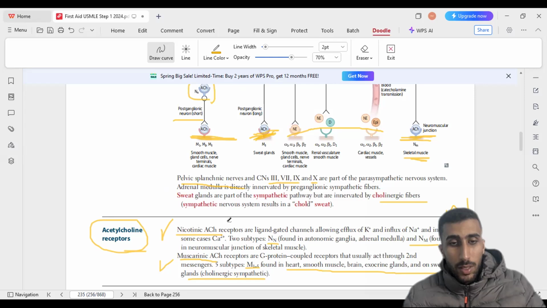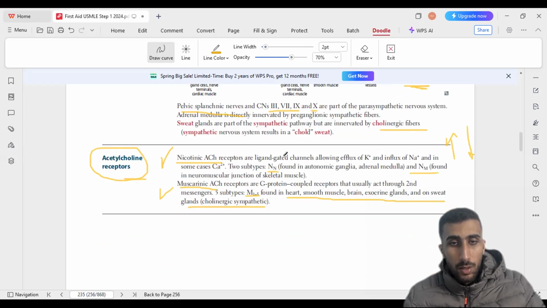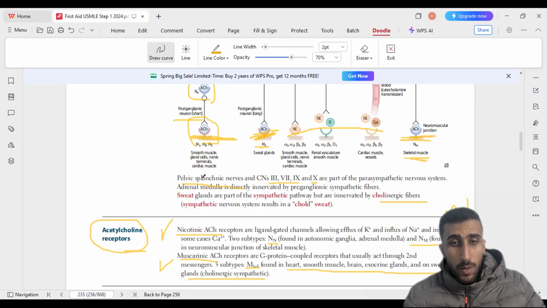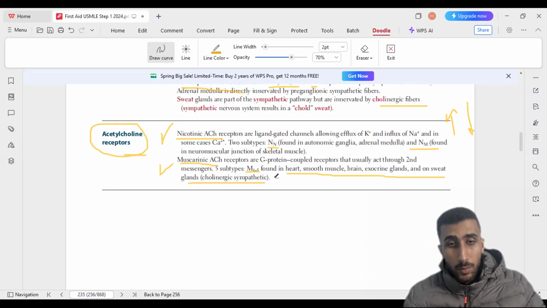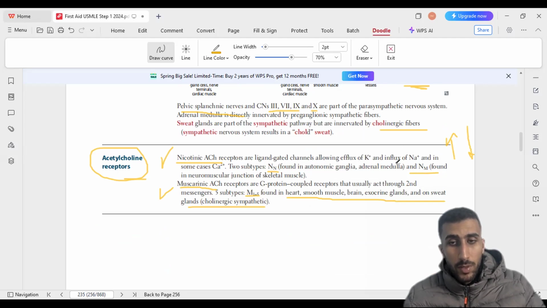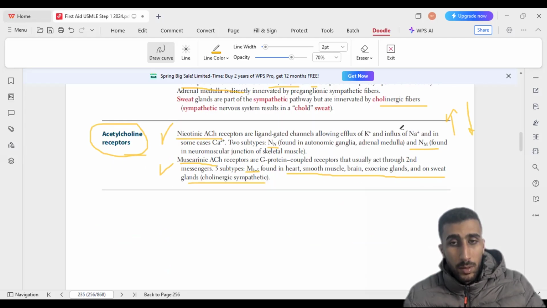Remember, this is the nicotinic acetylcholine receptor versus the muscarinic acetylcholine receptor. The muscarinic receptors go from M1 to M5, and their mode of action is G protein coupled. The nicotinic acetylcholine receptor depends on ions, so it is a ligand-gated channel, with the efflux of potassium and the influx of sodium, versus the muscarinic, which are G protein coupled receptors.